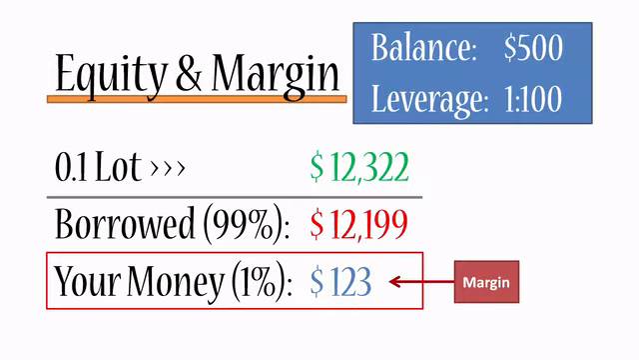Equity and margin. In the previous tutorial, we explored an example where we were opening a hypothetical order of 0.1 lots. Now, to create this transaction, we required $12,322. And because that was quite a substantial amount, we explored the concept of leverage. And in fact, we found that with a leverage of 1 to 100, we could borrow 99% of the required amount from the broker, and we would only be required to put in 1% or $123. Now that amount that we need to put in, the $123, is called the margin for this transaction.